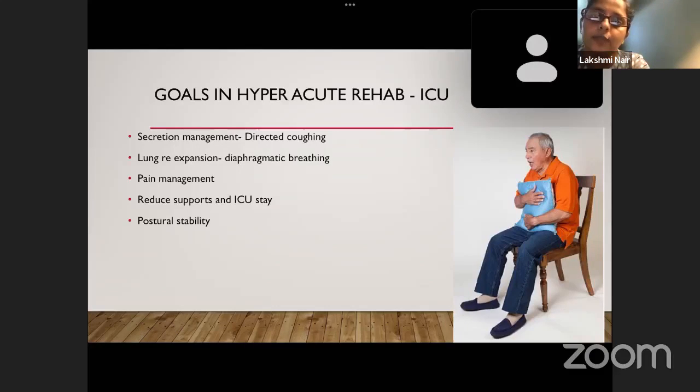So postural stability, you need to start working from early time itself. Postural stability, the patient should learn to turn in the bed, learn to sit without support, slowly attempt sit to stand, and transfer to wheelchair, and then walking. While walking, don't forget to give them a walking aid. That will help to conserve so much of energy.